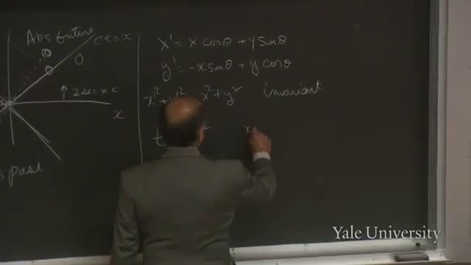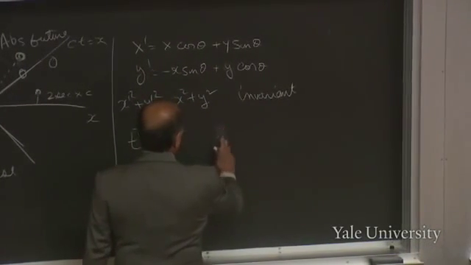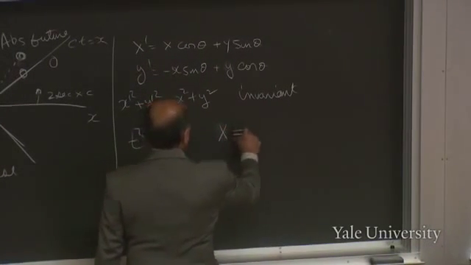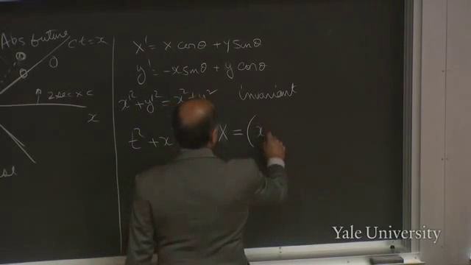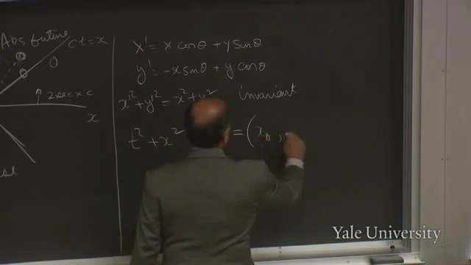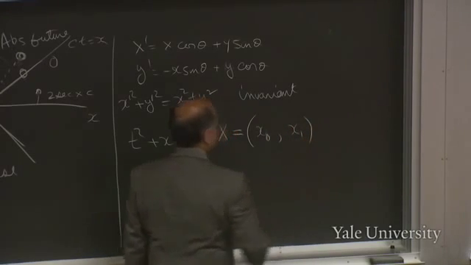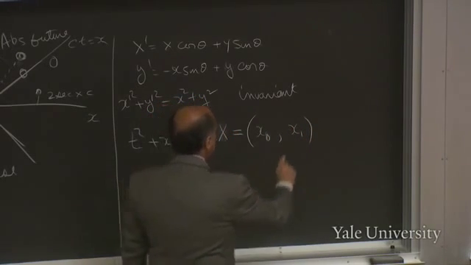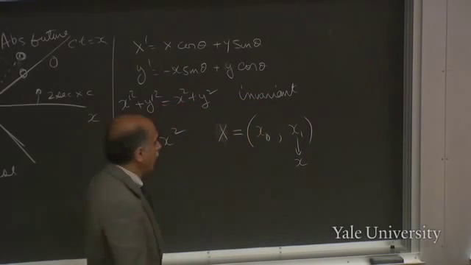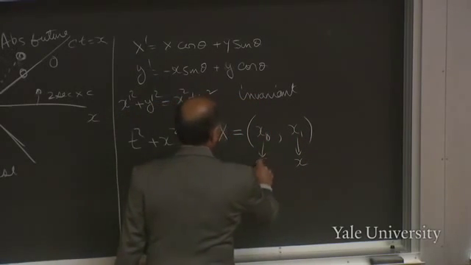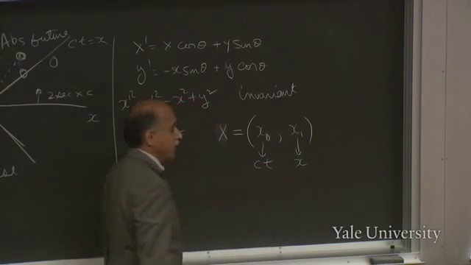Let's introduce an object with two components. I'm going to call it capital X. The first component of that is going to be called x0. The second is going to be called x1. x1 is just our familiar x. x0 is going to be essentially time but multiplied by c.